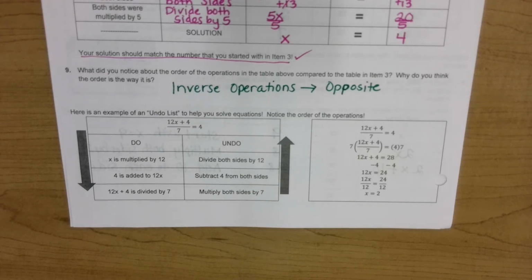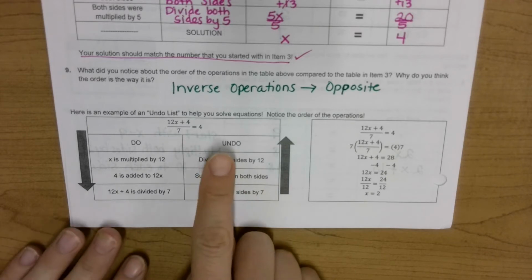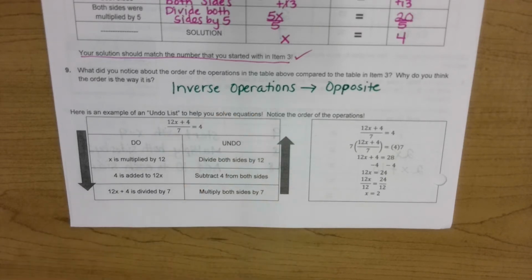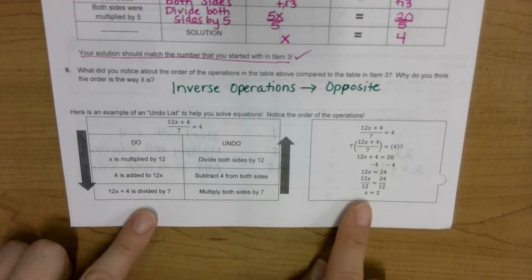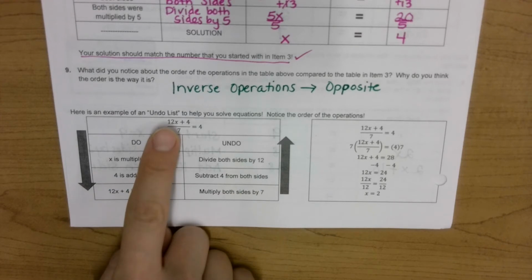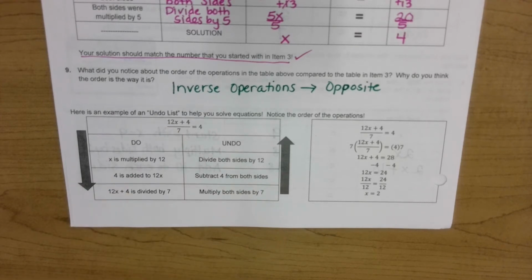Hello, this is the second video for lesson 2.1. So now we're going to be going over task 3 and 4. As you can see, we left off with number 9, talking about inverse operations are the opposite. So now I just wanted to go over this table and this example. This is an example of the undo list that you're going to have to do on the next page.